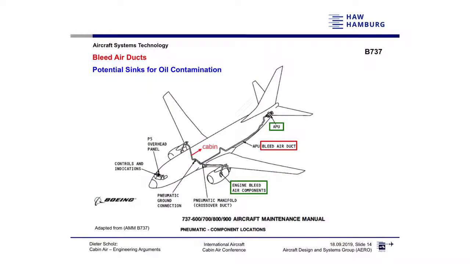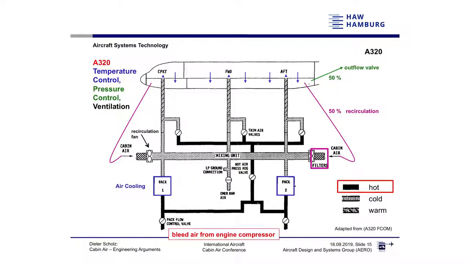Now here I just want to show you, there are the bleed ducts, and I'm not going into much more. There's also not much more to say, but these bleed ducts are a sink for all the dirty stuff. It can get stuck in there. And here, the bleed air goes, we've seen that picture before, into the PEX, into the mixing unit, finally into the cabin. And all these ducts are prone to being contaminated.